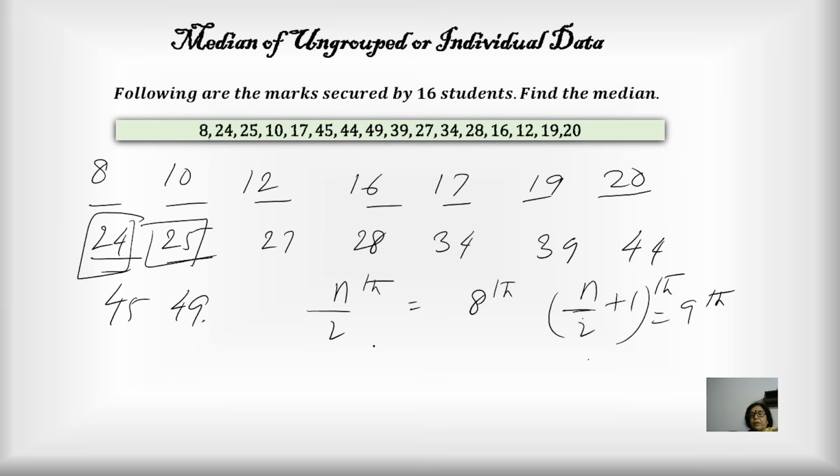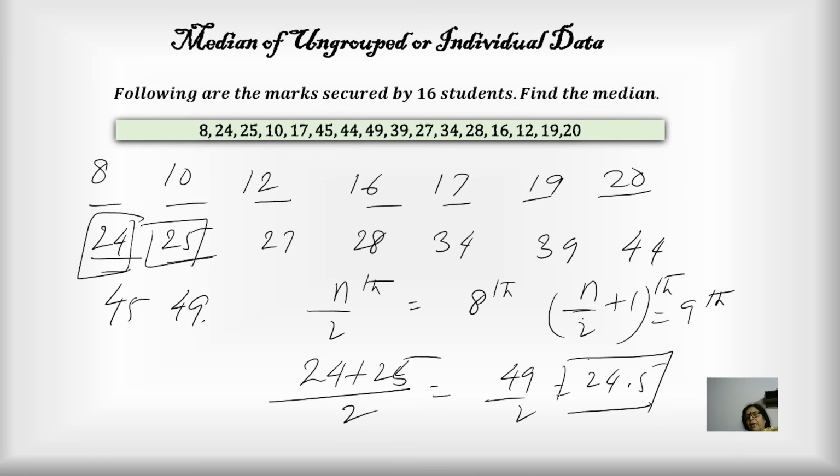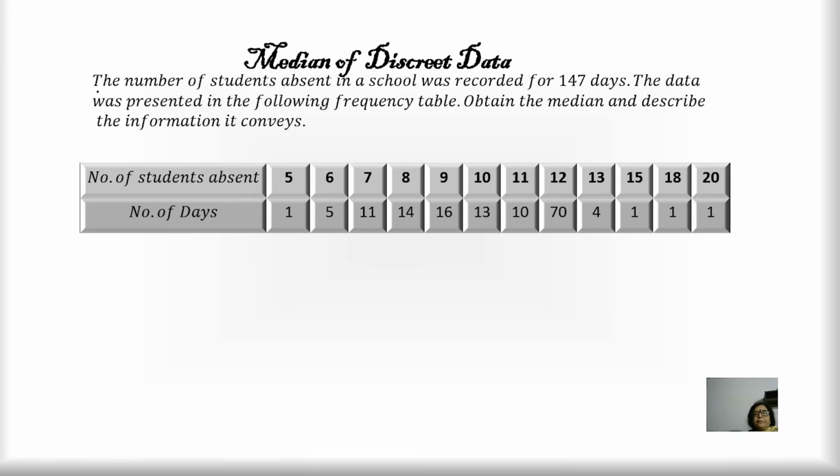Two mid values will be there when we have an even number of students. So we'll take the two mid values, 24 plus 25, and find their mean. This becomes 49 by 2, that is 24.5. So the median value of this data is 24.5. That is exactly the halfway mark of this particular data from either end.